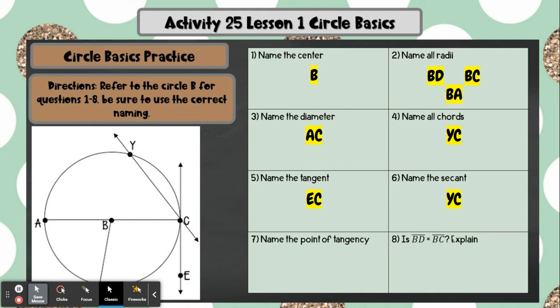Name the point of tangency. So where does it touch the circle? Where does that tangent line touch the circle? At point C. So remember, we've been talking about this all year. If it says point, we're just going for one letter. If we're talking about lines or line segments, we're talking about 2 letters, okay? 2 points. And the last question is, is BD equal to BC?